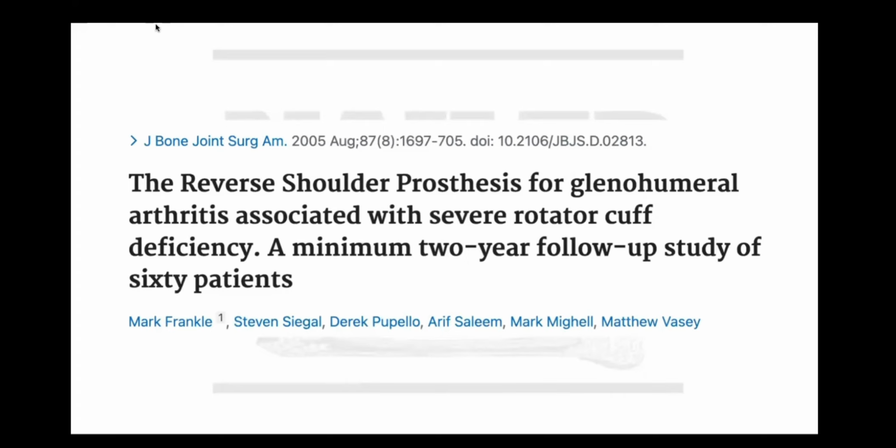Yep. My name's Alex. I'm a PGY5 at the University of Buffalo, and going into shoulder and elbow fellowship next year. So reviewing the reverse shoulder prosthesis for glenohumeral arthritis associated with severe rotator cuff deficiency.